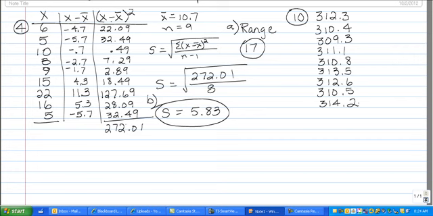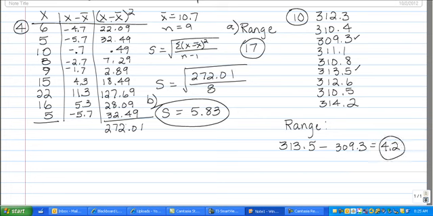So let's start with the range. We can do that just with a regular calculator. First, we need to identify the largest number we have in the group. The largest number, and I believe it's that one. And then we need the smallest number in the group, and I believe it's that one. So if we take 313.5 minus 309.3, we get 4.2 for our range.